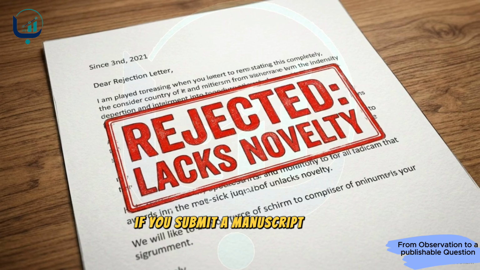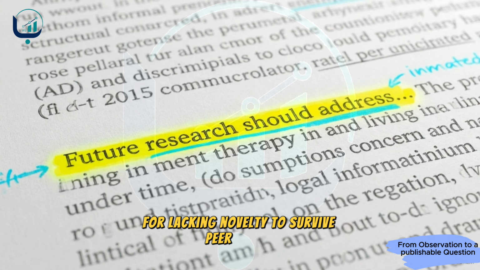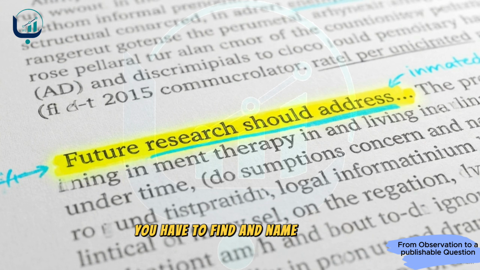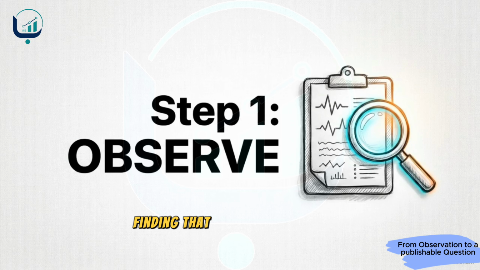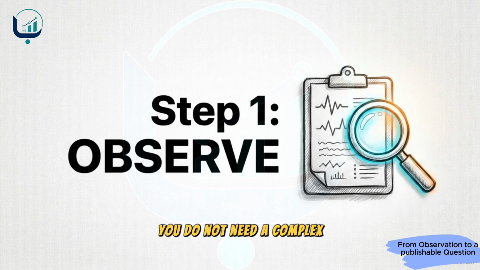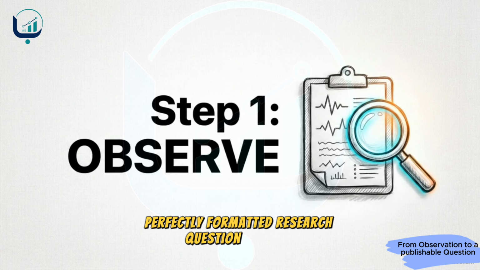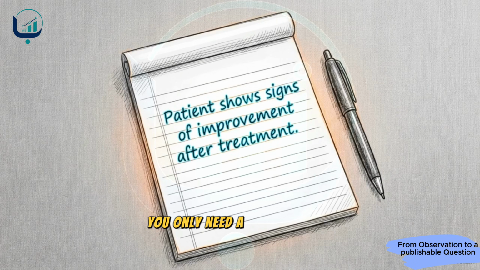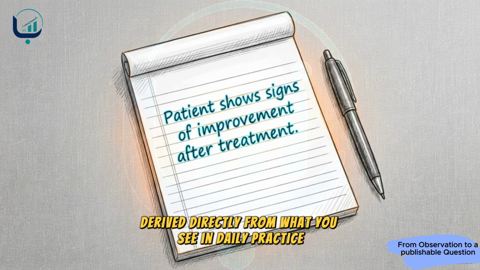If you submit a manuscript based solely on a sharp clinical observation, you invite an automatic desk rejection for lacking novelty. To survive peer review, you have to find and name the gap. Finding that gap starts with step 1, observe. You do not need a complex, perfectly formatted research question on day 1. You only need a single, simple sentence derived directly from what you see in daily practice.